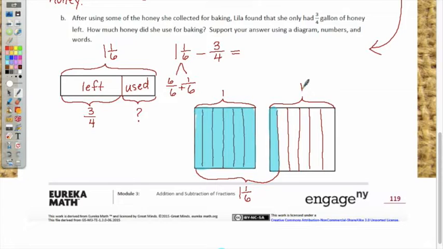I think this was lesson 7. So what's your common denominator? No, 24. Let's do 24.